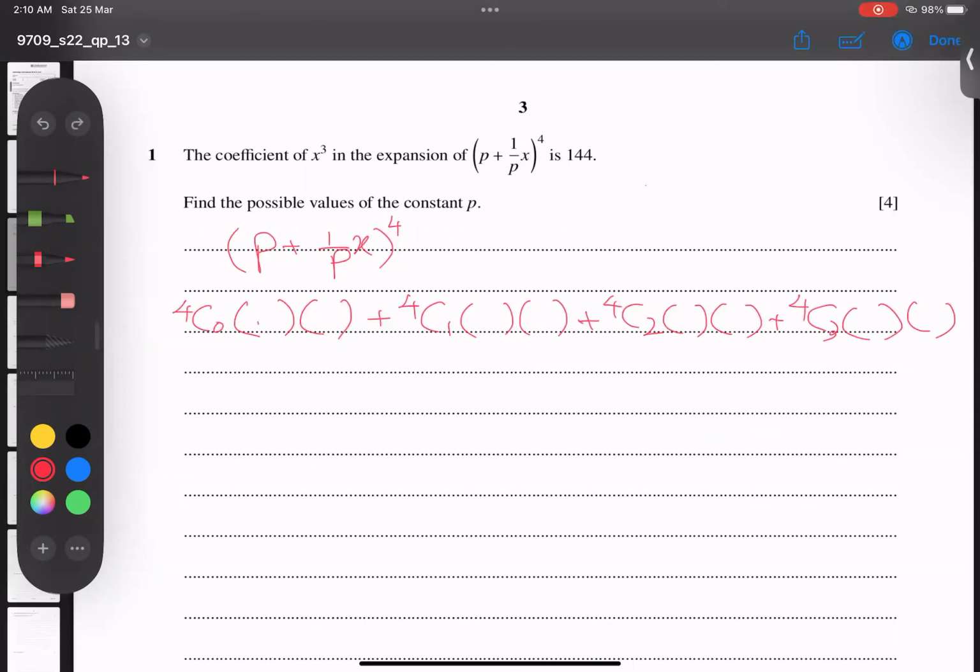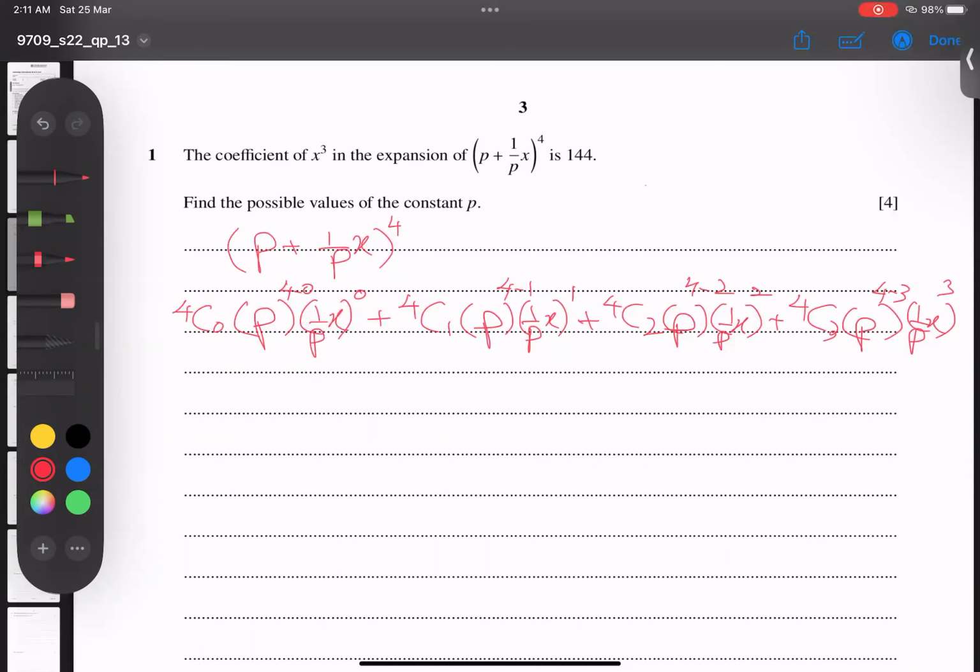So have a look. In the first bracket, P will come in each first bracket: P, P, and P, P. And 1 over Px will come in each second bracket: 1 over Px, 1 over Px, 1 over Px, 1 over Px. The power of the first bracket is the difference of 4 and 0, so it becomes 4 minus 0, and this 0 comes directly on it. What about 4 and 1? 4 minus 1 comes here, 1 comes here. 4 and 2: 4 minus 2 comes here, and 2 directly comes here. 4 and 3: 4 minus 3 comes here, and 3 comes here.